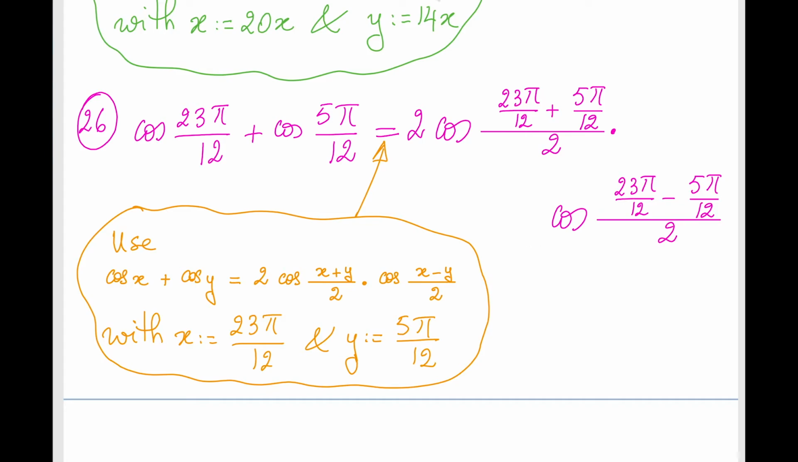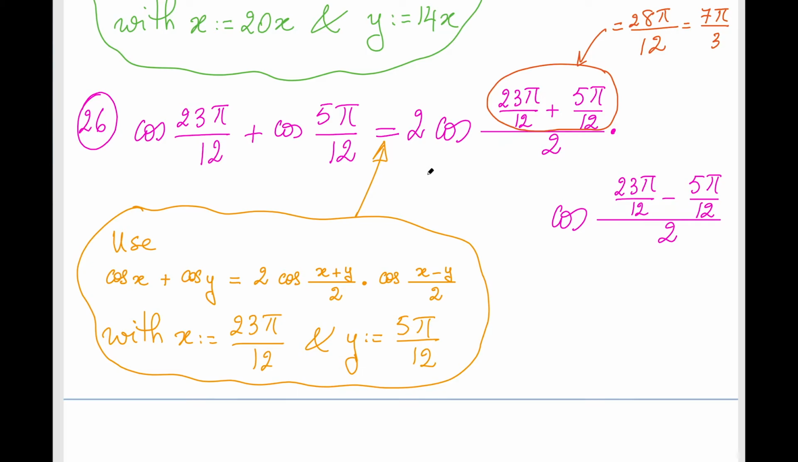All right, and what is this? 23 pi over 12 plus 5 pi over 12. This is the same denominator upstairs. So that thing is equal to 23 plus 5 is 28 pi over 12. Agree with that? Okay. Can we simplify here? Yes, we can simplify by 4. If we simplify by 4, we get 7 pi over 3.